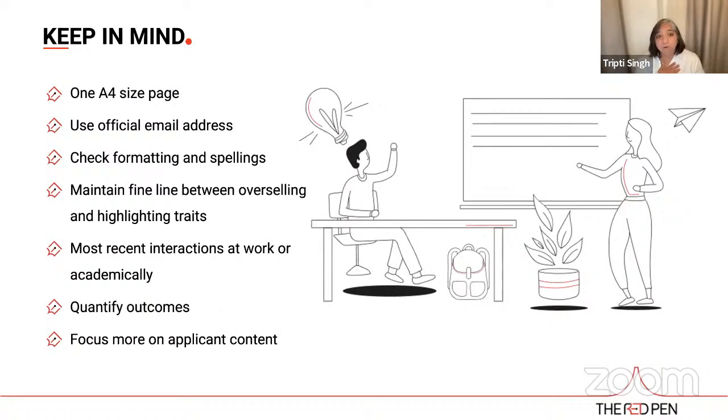There is a fine line between overselling and highlighting traits, right? And I think that's where experts come in, where a team like the Red Pen could help you understand. So that's also a good point for you to give it to somebody else to review, so it doesn't sound like you're overselling yourself. Everything which is recent matters, quantify your outcomes, and of course, the content is key, content is king. And make sure that your content is impactful and compelling, right?